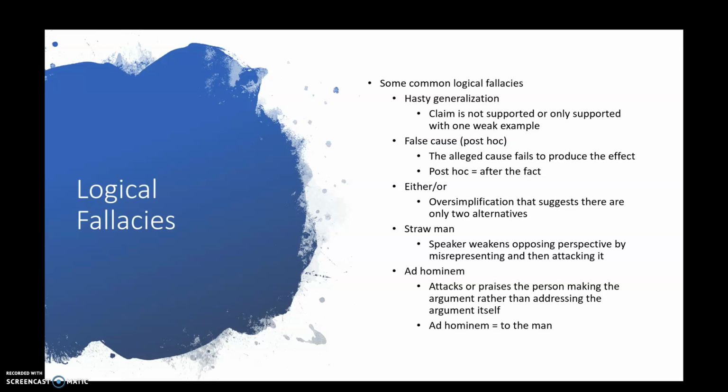Either or is an oversimplification that suggests there are only two alternatives. Straw man is when the speaker weakens the opposing perspective by misrepresenting it and then attacking it. Ad hominem are attacks or praises on the person making the argument rather than addressing the argument itself. And for ad hominem, the book uses the example of celebrity endorsements. So celebrity endorsements encourage you to pay attention to the celebrity and not the product. Ad hominem in Latin literally means to the man.